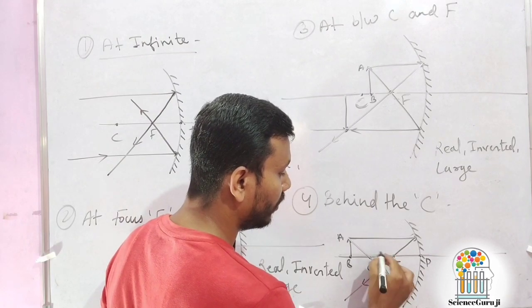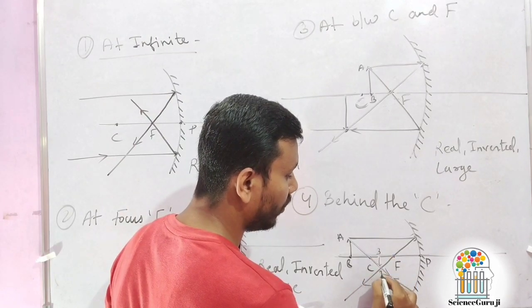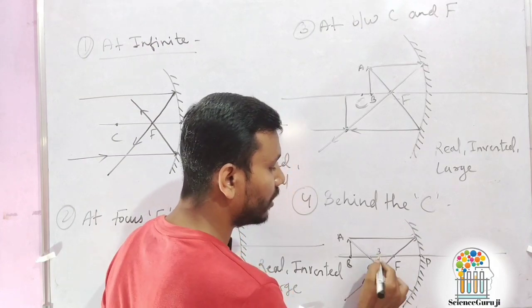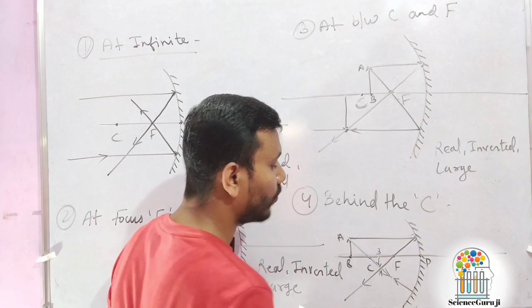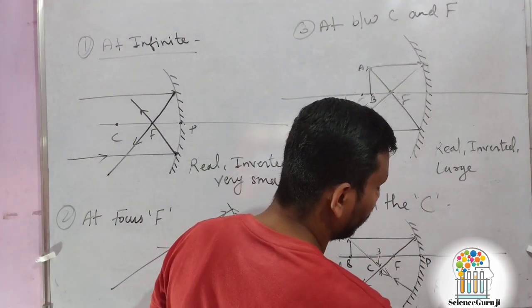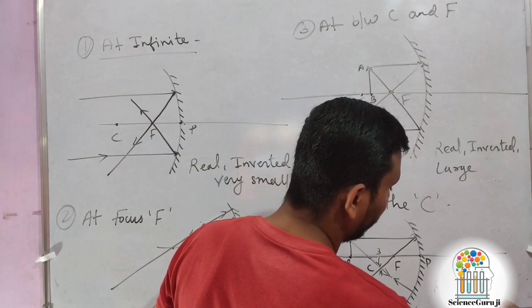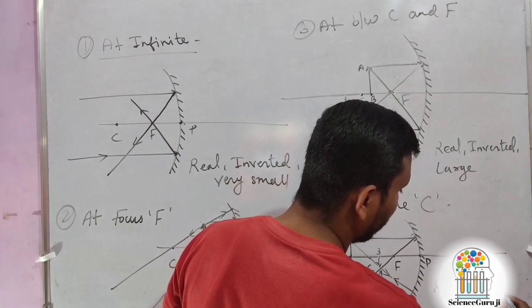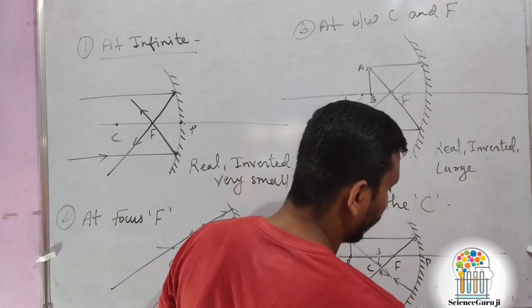We can say that this one is a small image. The image gets formed here and is smaller than the object. So the nature of the image is real, inverted, and small.